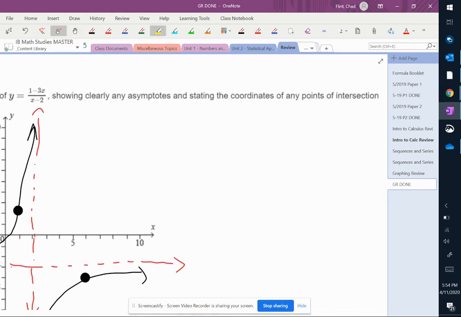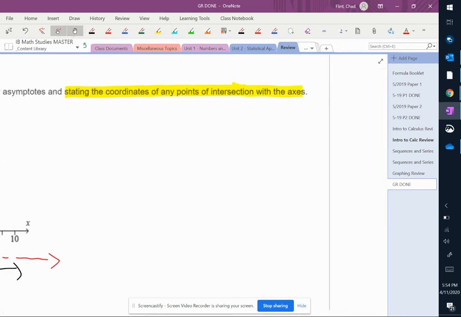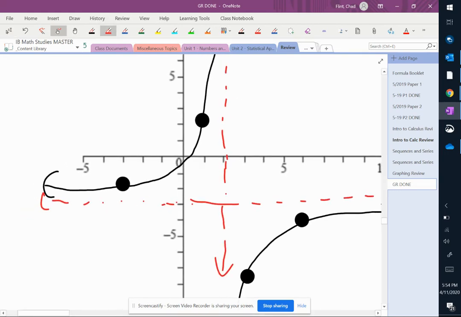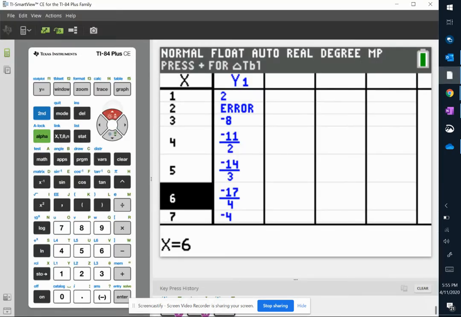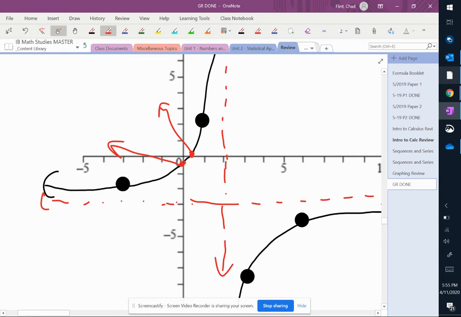Now it also says stating the coordinates of any points of intersection with the axes. So now this one is a little goofy here. There are 2 points and they're right next to each other, and if I don't draw my graph carefully, I'm not going to see them. So the coordinates of that point, the coordinates of that point. One of them comes right from the table. Those are where things are 0. So when x is 0, y is -1/2. So that's this point right here.